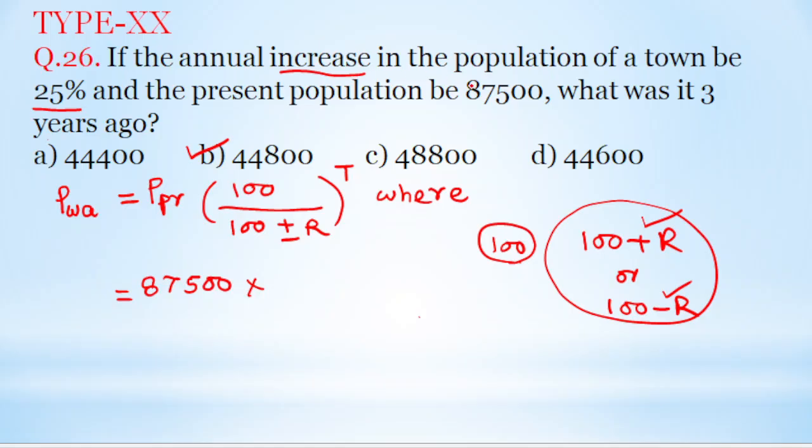That means after increasing now we are getting 87,500. That means before some years the value will be less than that of the present value. That means what fraction we should multiply. Now if the previous value is less than the present value, our numerator will be less than the denominator. So here numerator will be 100 and denominator will be 125, because 100 plus R, that is 25%.